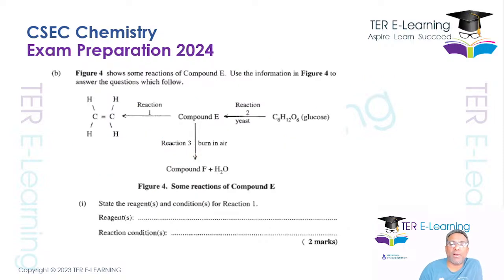All right, we have a question here now. We have reactions of compound E. Use the information in figure 4 to answer the questions. They give us a diagram with different reactions taking place. This here is ethene, because it has a carbon to carbon double bond. They have glucose here, so that's sugar. And then reaction 2 here, this is some yeast. They didn't ask us what is E, but I want to know what is compound E here based on the diagram.